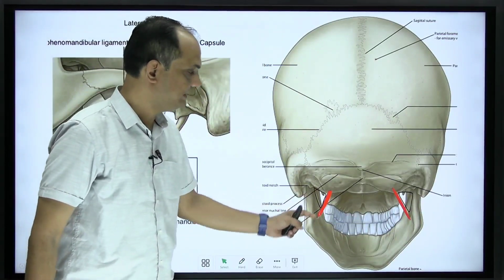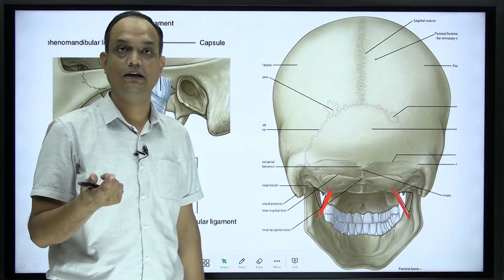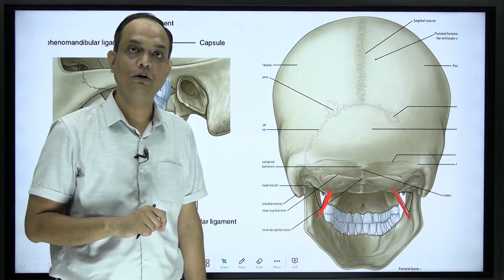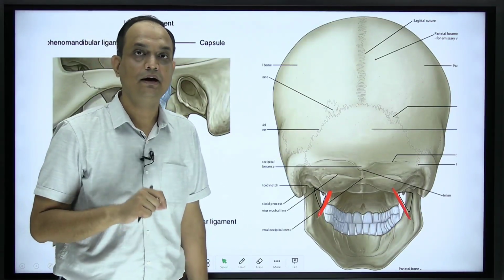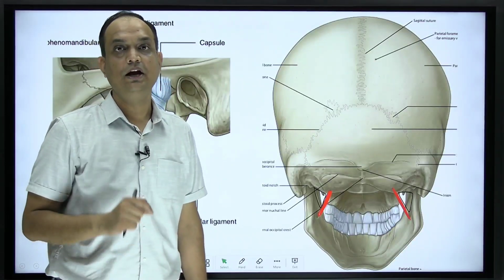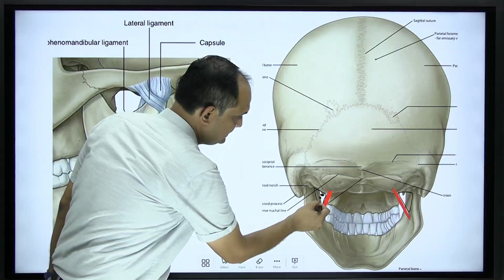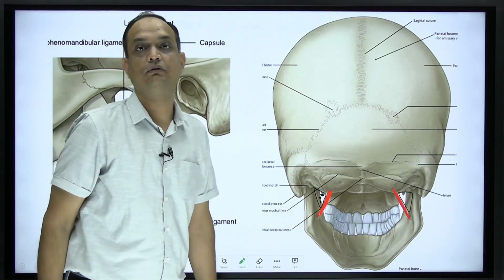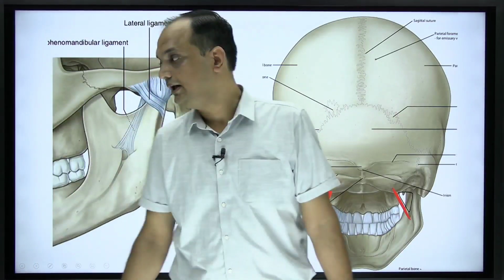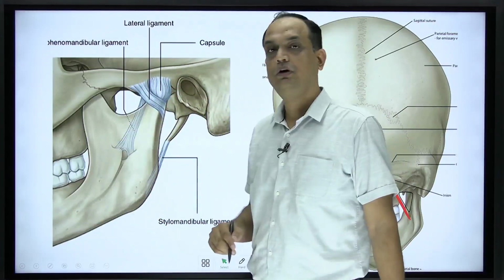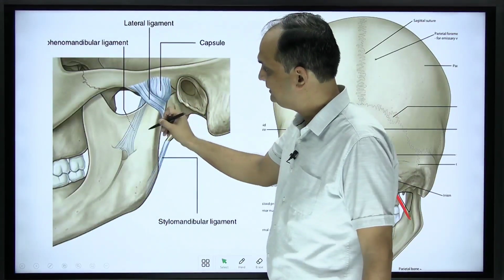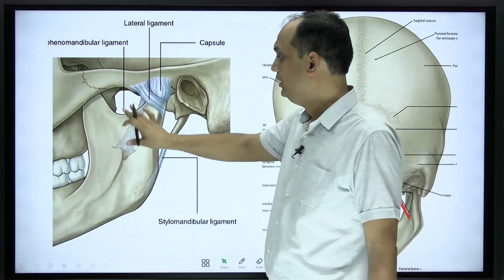In this gap there are three structures which I am saying. One is the auriculotemporal nerve, second is the maxillary artery, and third is the maxillary vein. So you have to understand the area of relation of the artery. Clear?